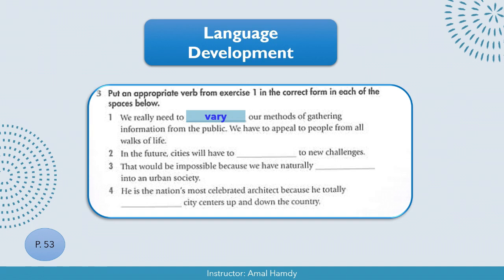In the future, cities will have to adapt to new challenges. This is quite simple because adapt is very specific, so you can't even use the word change here. And number 3, that would be impossible because we have blank naturally into an urban society. If something occurred naturally throughout time, then it means that it has evolved. And lastly, he is the nation's most celebrated architect because he totally blank city centers up and down the country. So he totally what? Transformed. He changed them completely. He's the most celebrated architect, so he has transformed them.